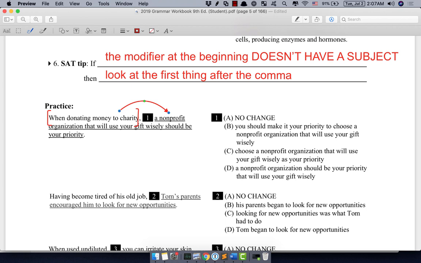And a nonprofit organization can't be donating money to the charity, but if you think about the meaning of the sentence, this is not the organization donating money. This is someone, a person donating money. So you look at the choices. A has nonprofit organization, B has you, C has choose, an action, and D has nonprofit organization. So the answer is B, because it's you. You are donating money to charity, not the organization and not anything else. So B is the right answer.